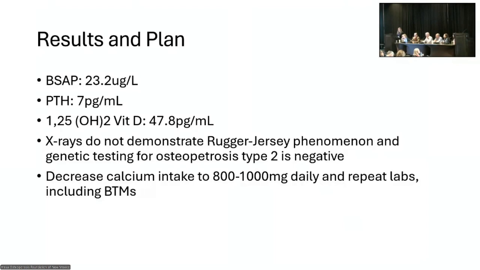Labs that were done at that visit showed a bone-specific alkaline phosphatase of about 23. PTH was actually 7 at the time he saw Dr. Petak, and a 1,25 hydroxyvitamin D was within normal ranges. Again, the x-rays don't demonstrate some Rugger Jersey phenomenon. And then he did undergo genetic testing for osteopetrosis type 2, and it was negative.